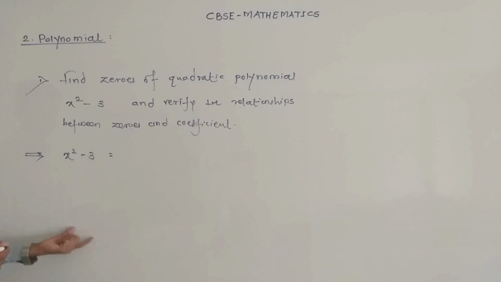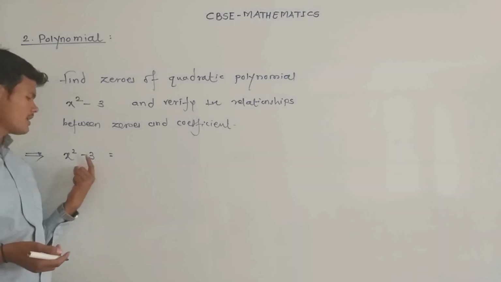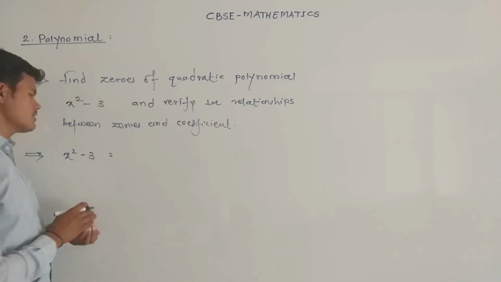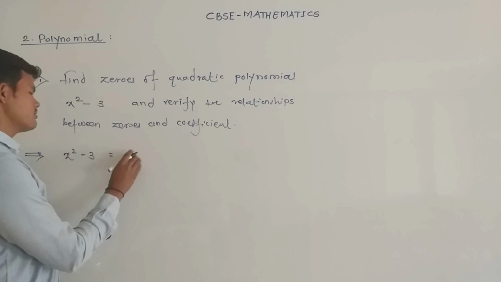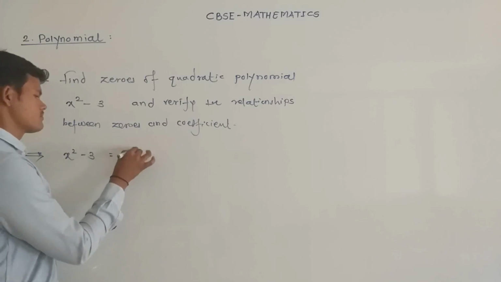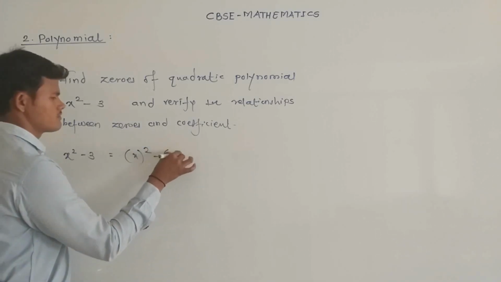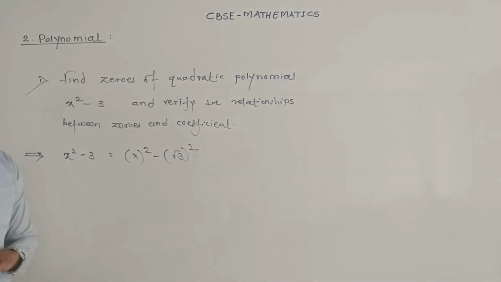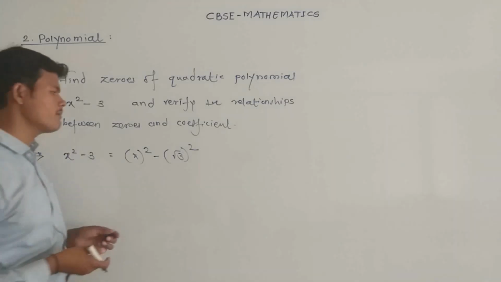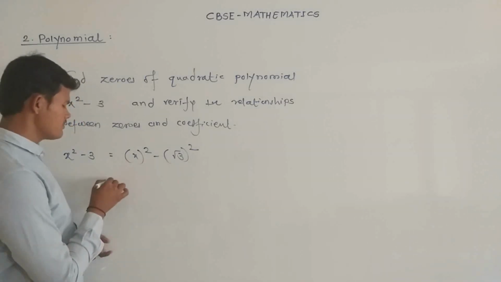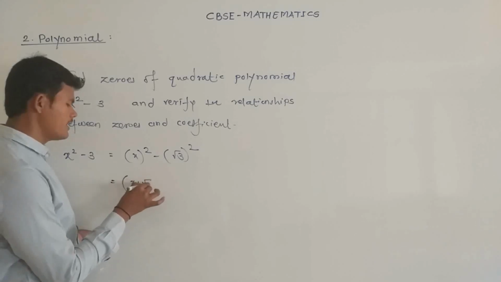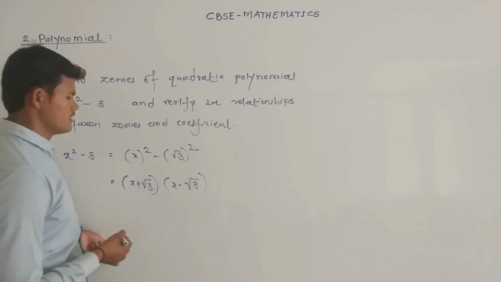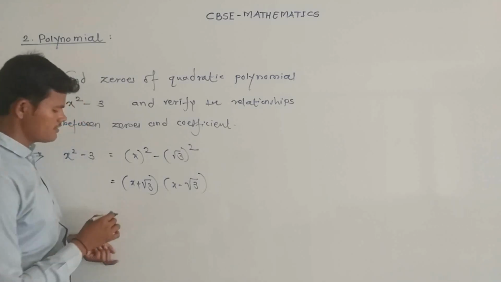So how to factorize? First factorize the polynomial x square minus 3. How to factorize this type of polynomial? x square minus 3 can also be written as a square minus b square, where a square minus b square is nothing but a plus b and a minus b. So by using this formula we get x plus under root 3 and x minus under root 3.